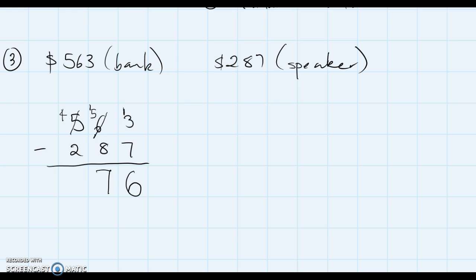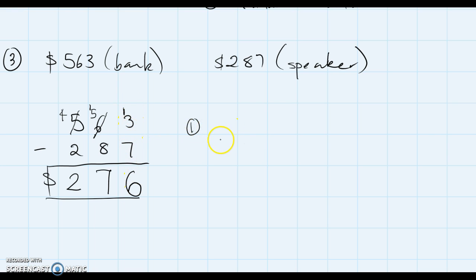Okay, we've done ones, we've done tens. Let's go now to the hundreds column. 4 hundreds take away 2 hundreds equals 2 hundreds. Okay, so how much money have I got left in my bank? $276 left. Okay, so I'm just going to write the notes here.